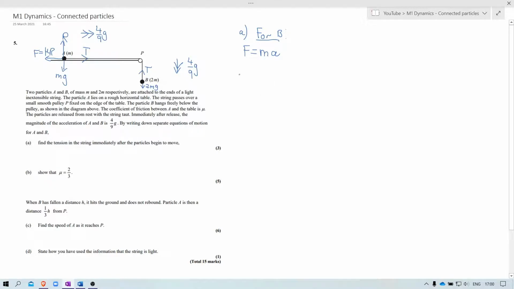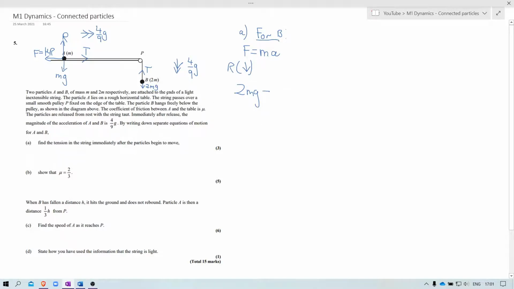So F equals ma, we need to tell the examiner what way we're taking as positive. So we're going to resolve, in this case, downwards. All that means is we're going to take the downwards direction as positive. If you look at the diagram, look at B, what are the forces going downwards? Well, it's 2mg, and that's positive. Why? Because we've told the examiner that we're taking the downwards direction as positive.